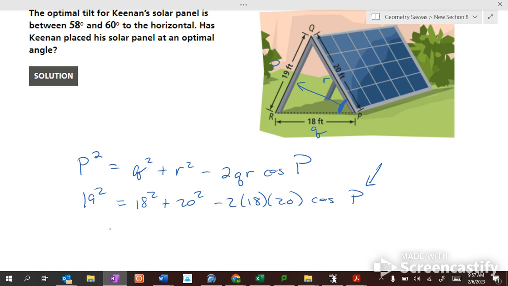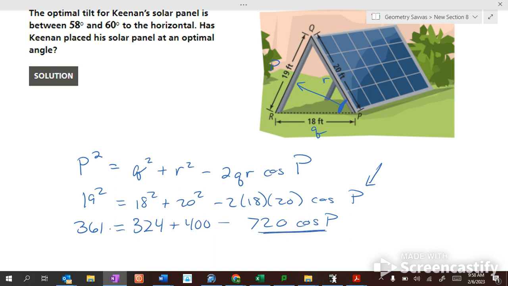What's 19 squared, somebody? 361 equals 18 squared, 324 plus 400 minus 2 times 18 times 20, 720 cosine of P. Now, it would be really nice if we could take 324 plus 400 and minus 720.